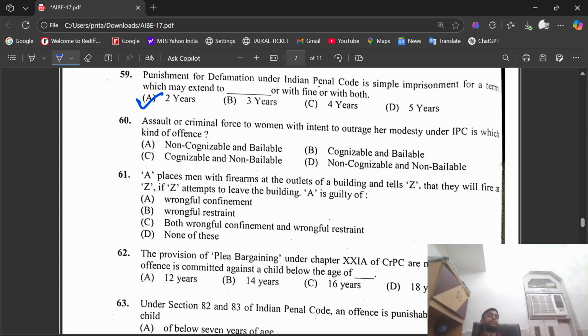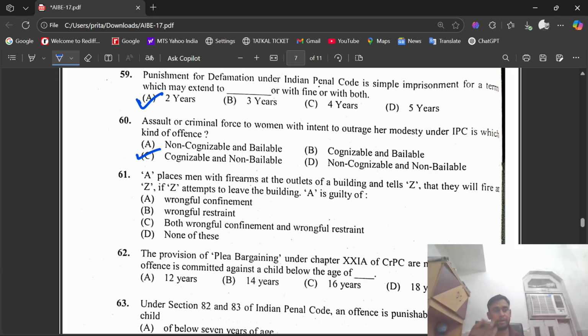The next question is: assault or criminal force to women with intent to outrage her modesty under IPC is which kind of offense? The answer is option C, that is cognizable and non-bailable. Before 2013, in CrPC, amendment came in 2013. Before that, the offense was bailable by nature. So if the question had been asked before 2013, the right option would be option B, that is cognizable and bailable. But when the amendment came, they figured out it's a serious grievous offense.